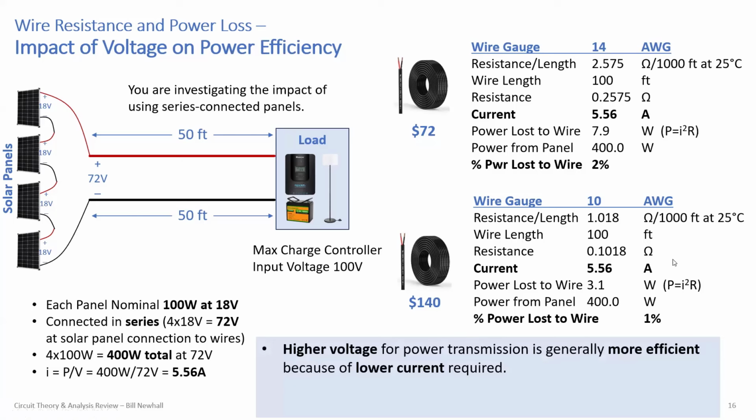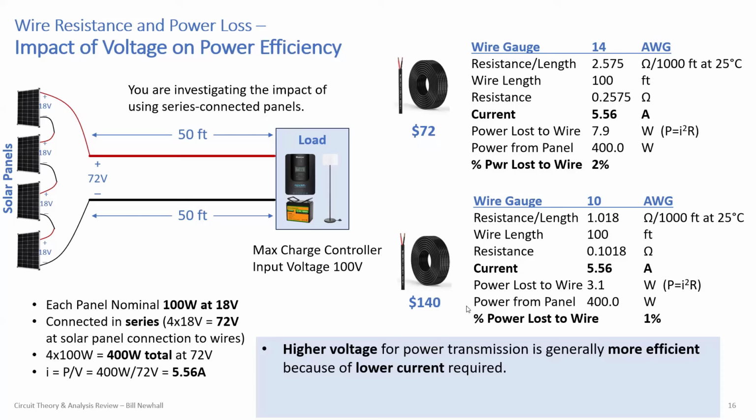So the higher voltage that you use for power transmission is generally more efficient because you have lower current needed. So that's why you see these high voltage power lines up really high off the ground, at 700 kilovolts and various other voltages. But that lets you deliver the same amount of power at a lower current because you're using higher voltage. That's the whole premise here, right?